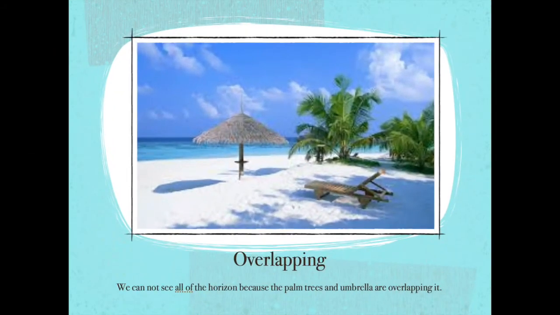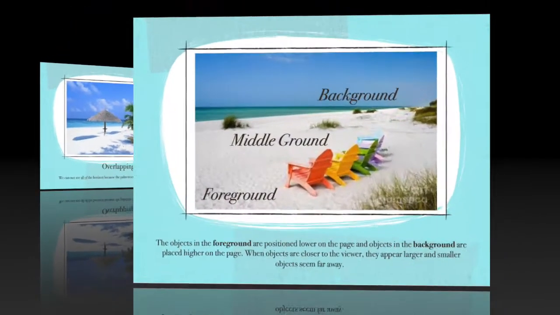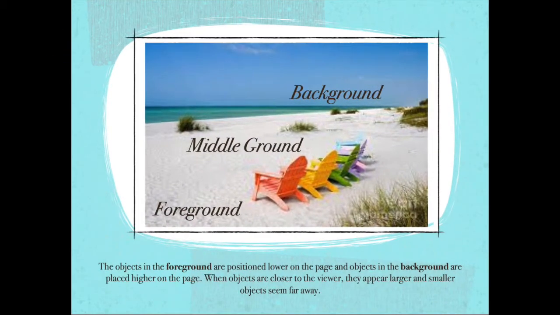Overlapping. We cannot see all of the horizon because the palm trees and the umbrella are overlapping it. Foreground, middle ground, and background. The objects in the foreground are positioned lower on the page, and the objects in the background are placed higher on the page. When the objects are closer to the viewer, they appear larger, and smaller objects seem far away.